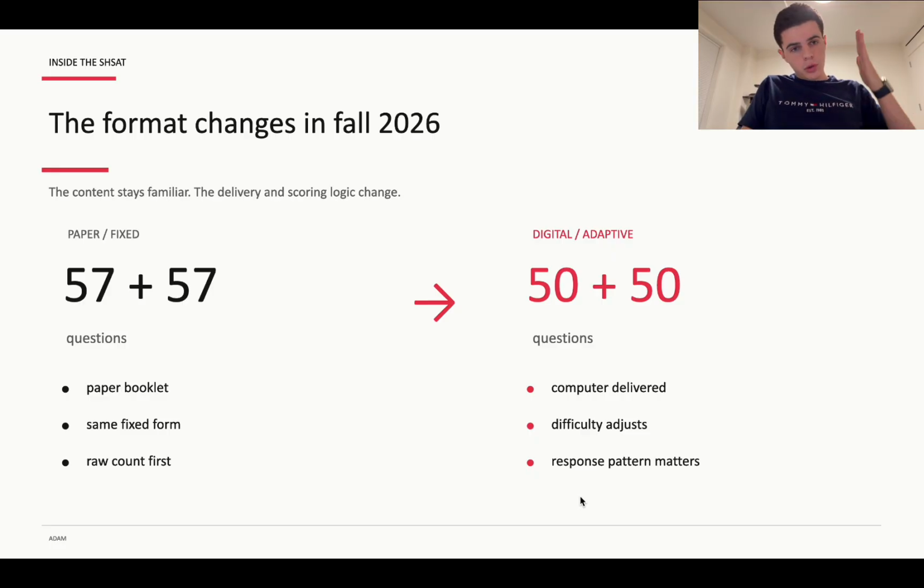Because it's adaptive, once you choose a section, you have to stay on that section. And of course, all the answers are going to be inputted on a computer, which means that they also have new question types. So they're going to have multi-select, and interactive graphs where you can plot things. There's going to be a lot more variability with these question types, and you should just be ready for that, because up until now, it's been mostly multiple choice. So just make sure that you are ready for that.